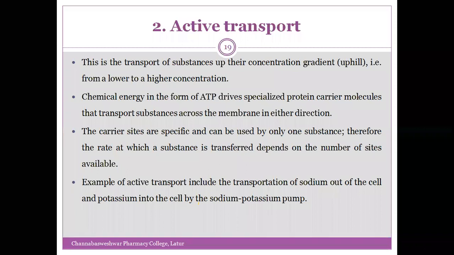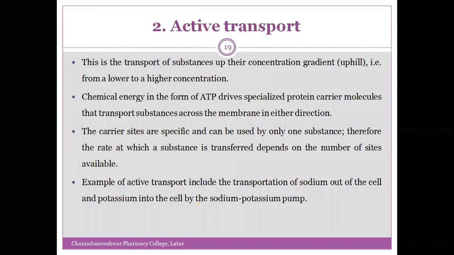Chemical energy in the form of ATP drives specialized protein carrier molecules that transport substances across the membrane in either direction, from inside to outside or outside to inside, but by using energy in the form of ATP. Again, there are channels on the plasma membrane, and through these channels the substances are transported in or out of the cell by consuming energy in the form of ATP.